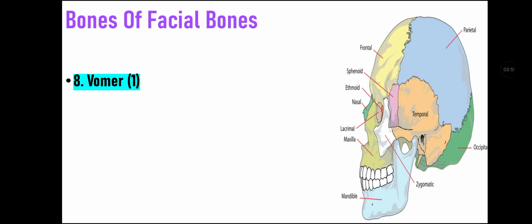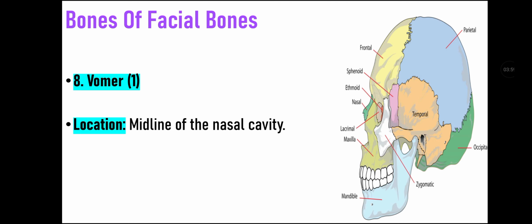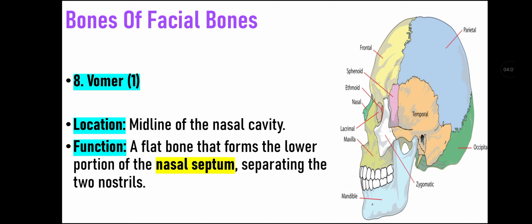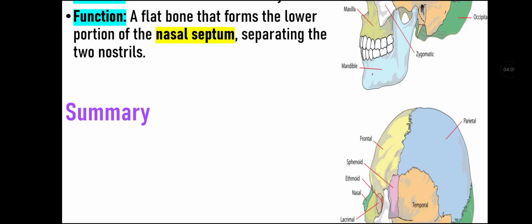Next facial bone we have is the vomer. That is an unpaired bone, and it is located at the midline of the nasal cavity. It is a flat bone that forms the lower portion of the nasal septum, separating the two nostrils.